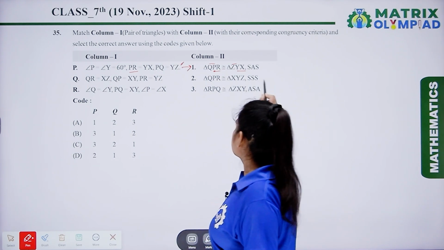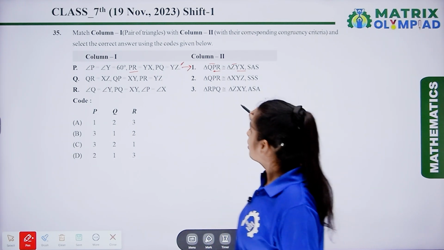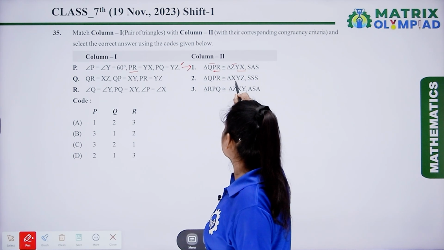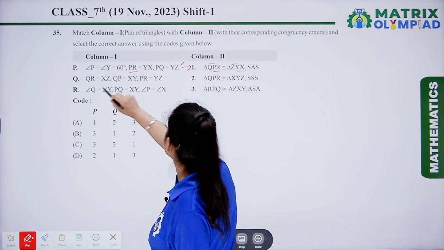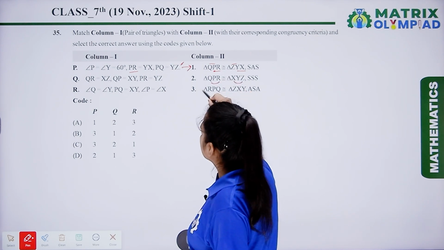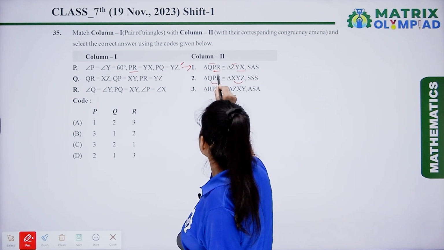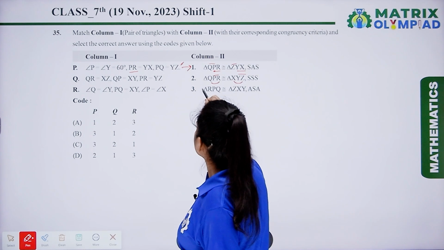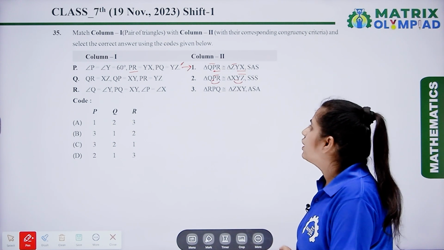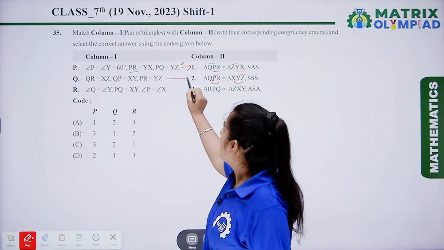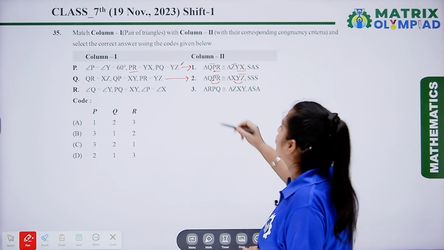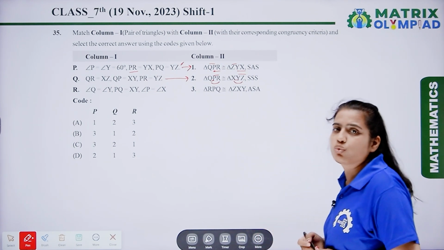So, here SSS congruency will follow. Now, here triangle QPR is congruent to triangle XYZ. Let's check these three things. QR is equal to XZ, PR equals YZ, QP equals XY. So, here the answer of Q is SSS criteria and the name of the triangle is QPR is congruent to triangle XYZ.